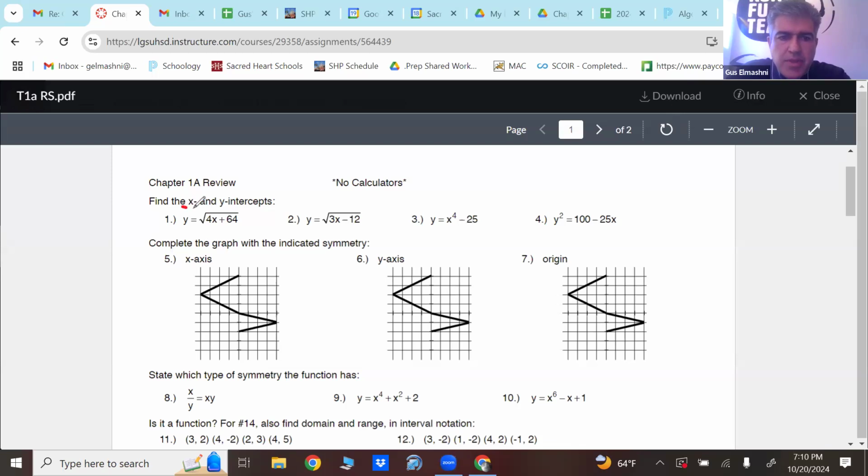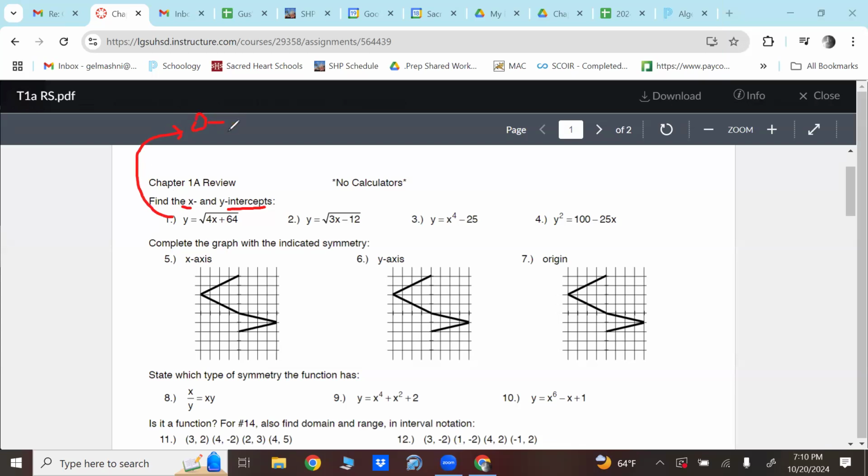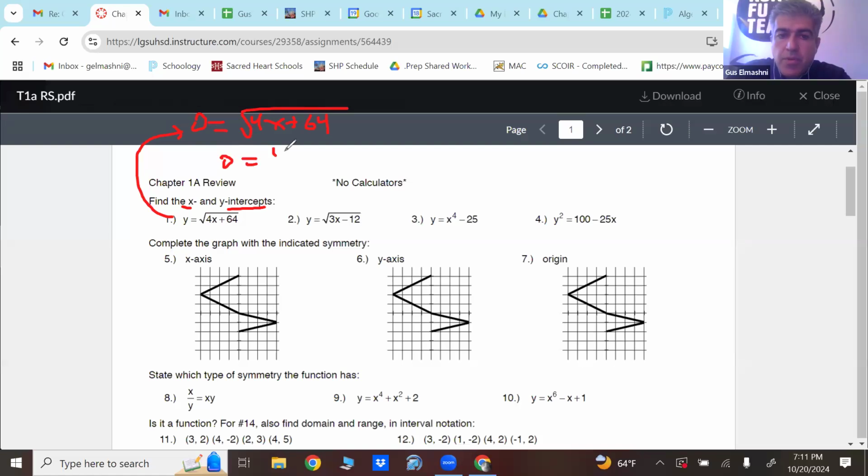So we want to find the x-intercept. What's true about y? The y equals 0. Exactly. So you're crossing the x-axis, obviously. So how would I solve that? What would I do? You would put 0 to the power of 2. Exactly. So it's still 0 equals 4x plus 64, because now the radical goes away.